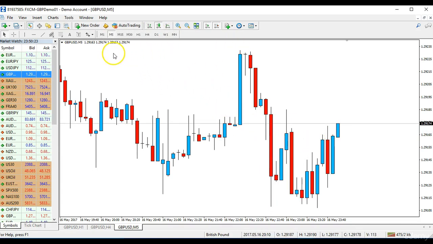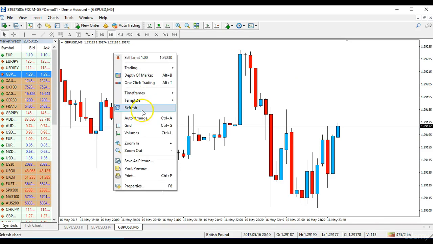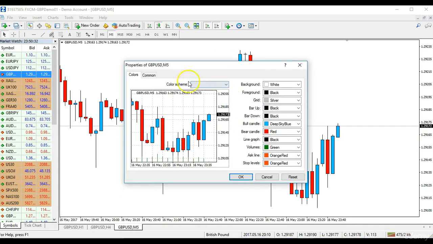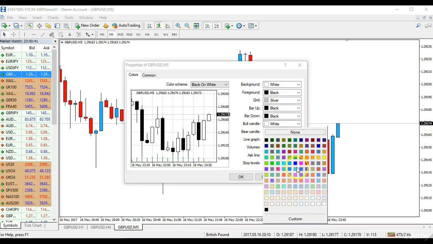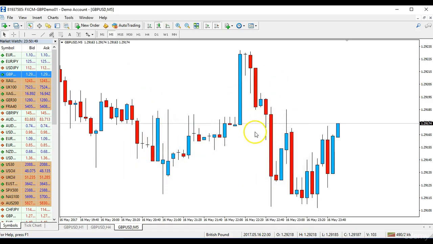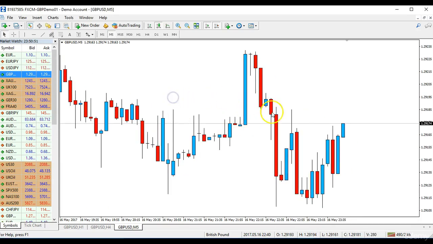Now, if you want to color and create your chart, you right click, click on properties, and then you can choose your color scheme. So let's say I choose black on white. Then you can choose the color of your candles. I tend to choose blue going up and red going down. And that's basically how I set up my candles.